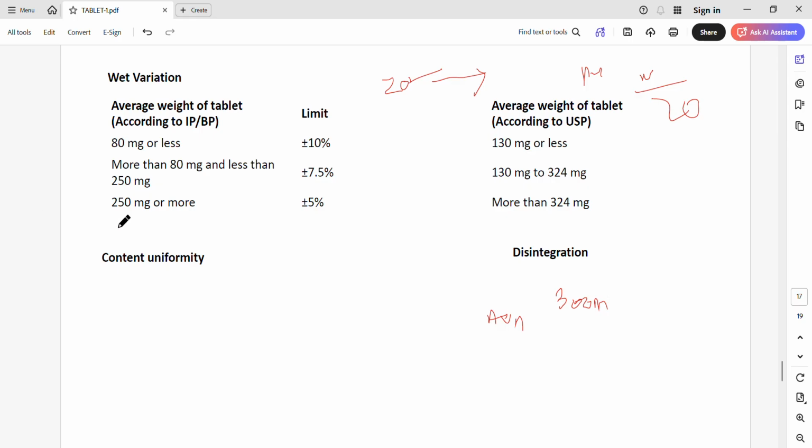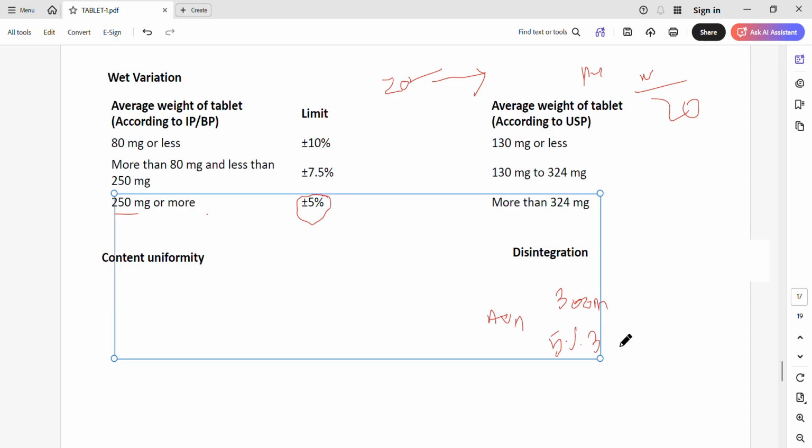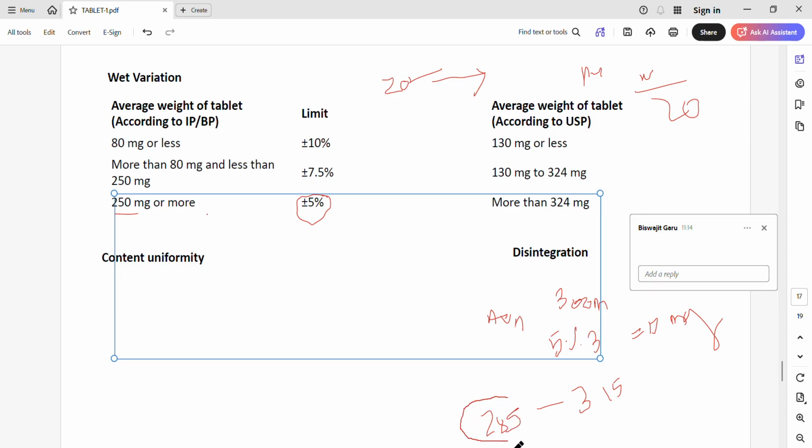For 250 mg or more, the limit is plus or minus 5%. Five percent of 300 is 15 mg. So the allowed range is 285 to 315 mg. That is the allowed range to pass the weight variation test.